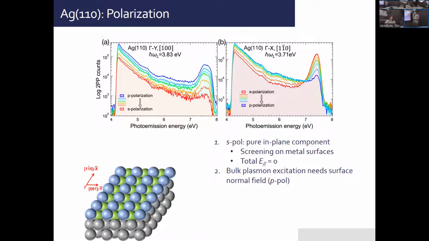the special atomic structure of the silver 110. So in the gamma x direction, we have the silver atom rows, and along the gamma y direction is a corrugation. So we have the atom rows and the atomic troughs. And we can find that whether it is s-polarized light, when the sample is aligned in the gamma x direction, or p-polarized light, when the sample is aligned in the gamma y direction, they both have an electric field component in the gamma y direction, so along the surface corrugation.